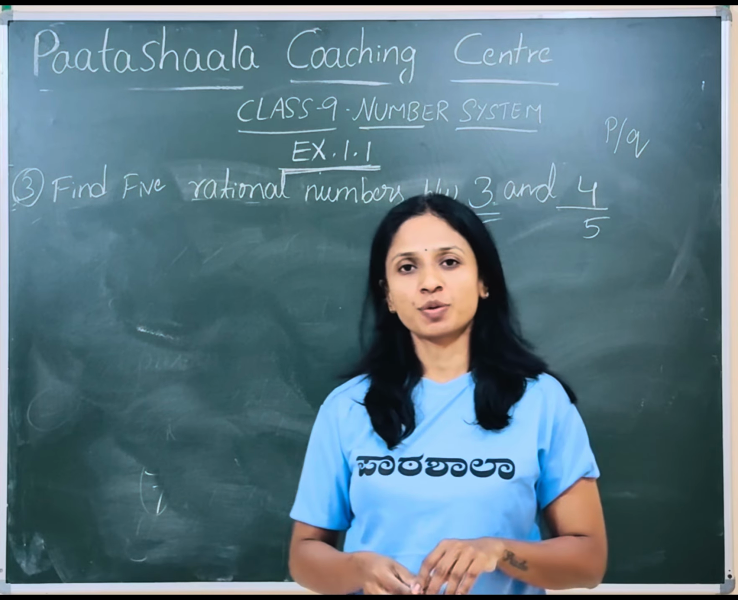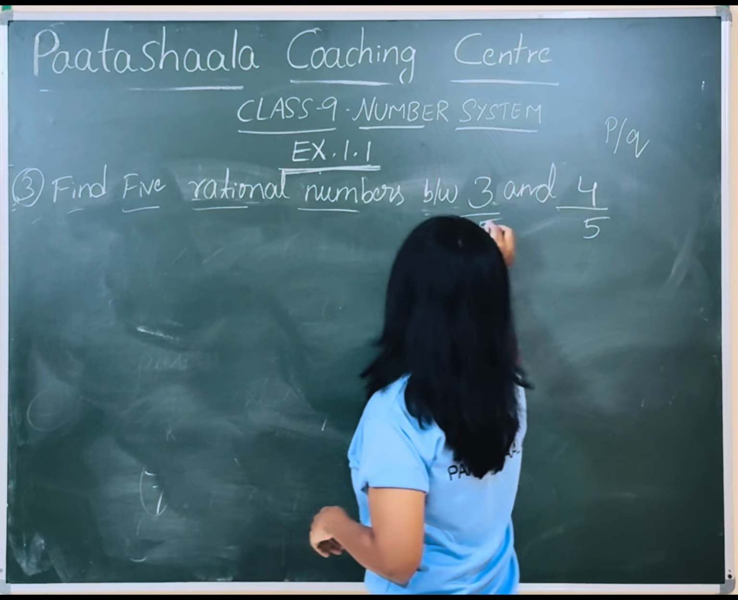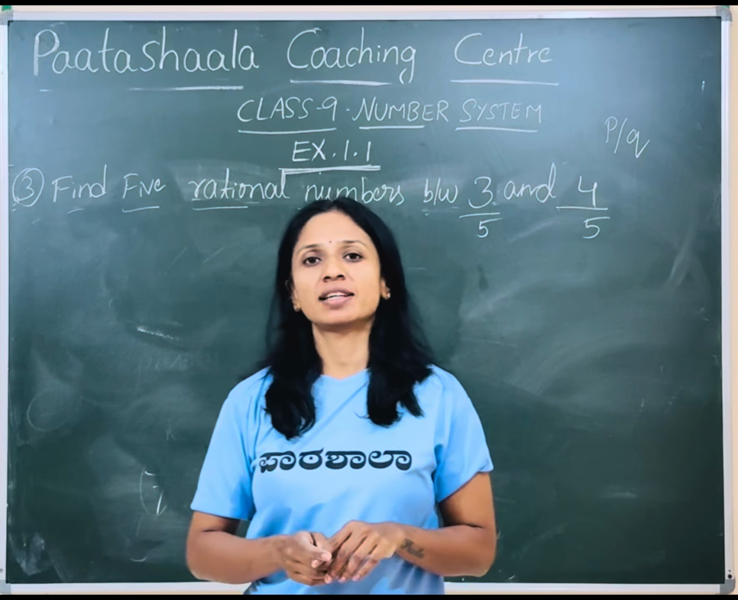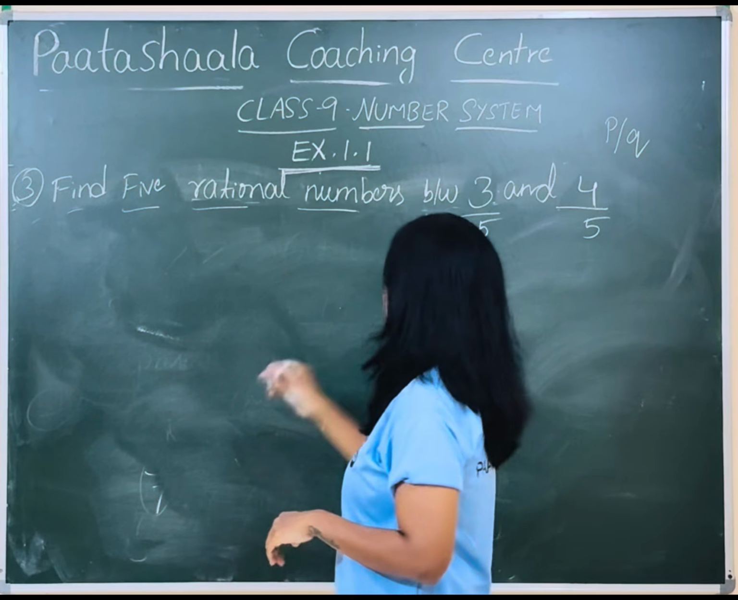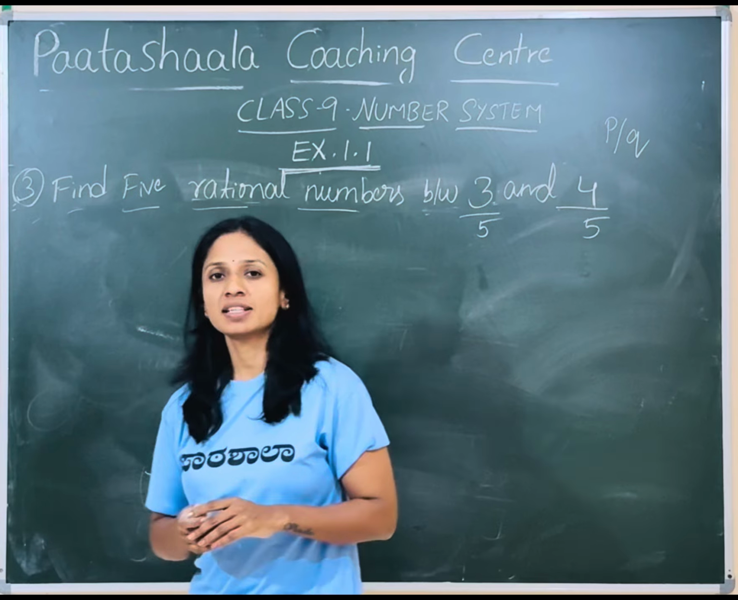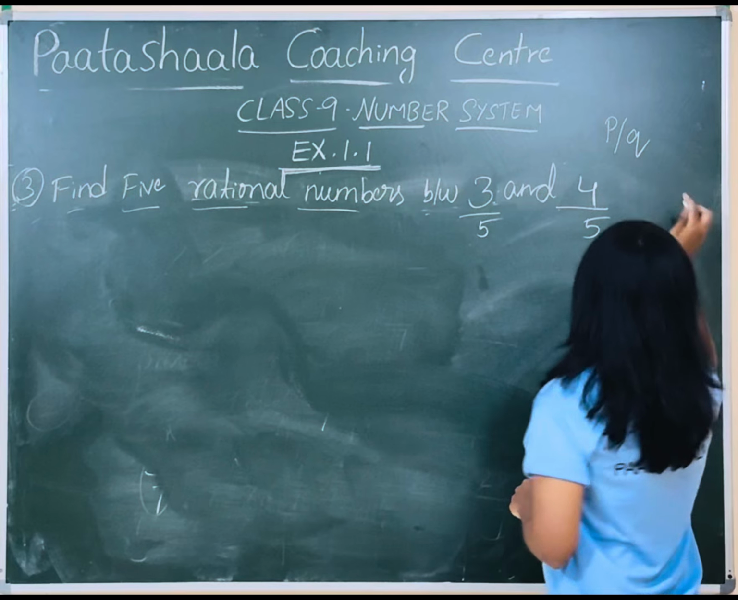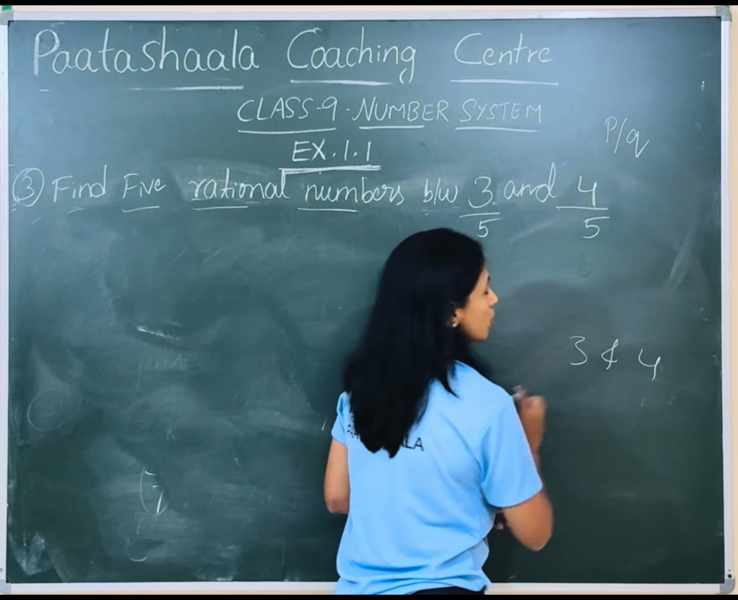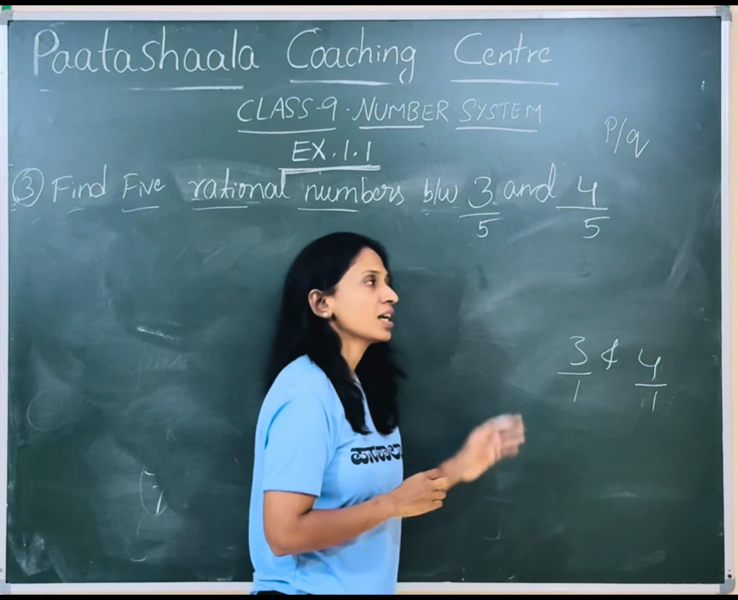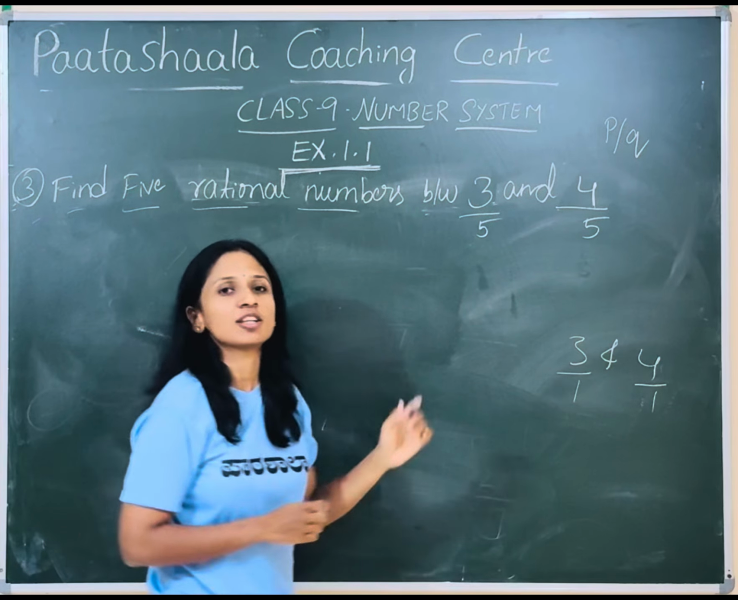Now we move on to the next problem. Find 5 rational numbers between 3 by 5 and 4 by 5. So in the previous problem, what did they give? They asked for 6 rational numbers between 3 and 4. They gave only 3 and 4. The denominators of those numbers were the same. So here also the denominators are the same. Only in this case can we use that shortcut method.